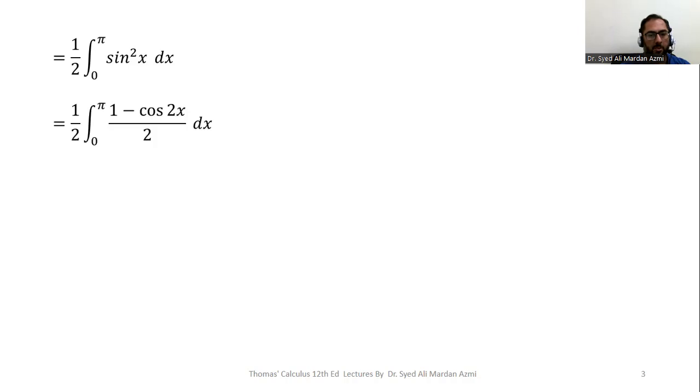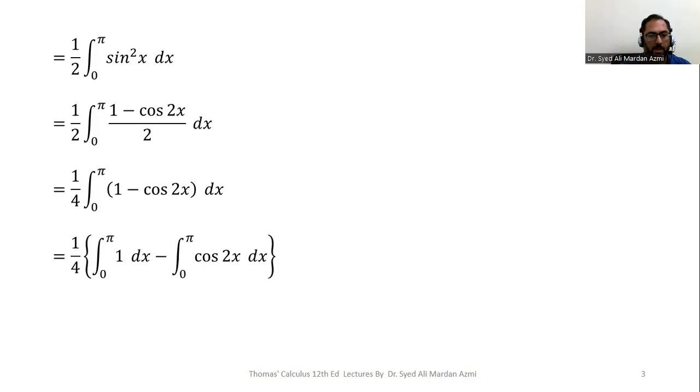Now the 2 in the denominator is a constant. It will multiply with the 1 by 2 outside. So we have 1 by 4, limit from 0 to pi, 1 minus cos 2x. In the next step, we will apply the integral on each term separately. So we have 1 by 4 bracket start, limit from 0 to pi 1 dx minus limit from 0 to pi cos of 2x dx.